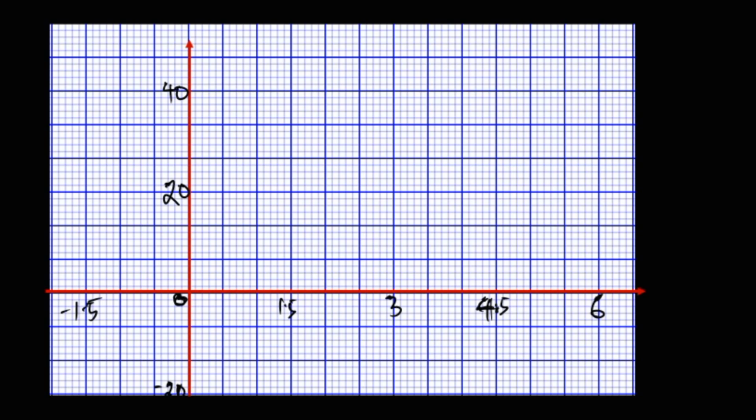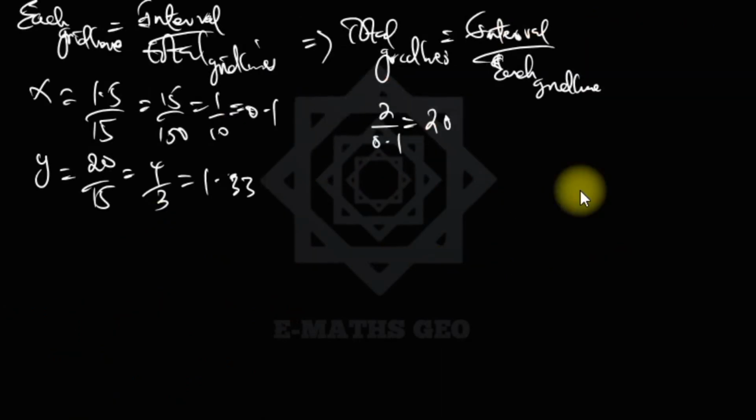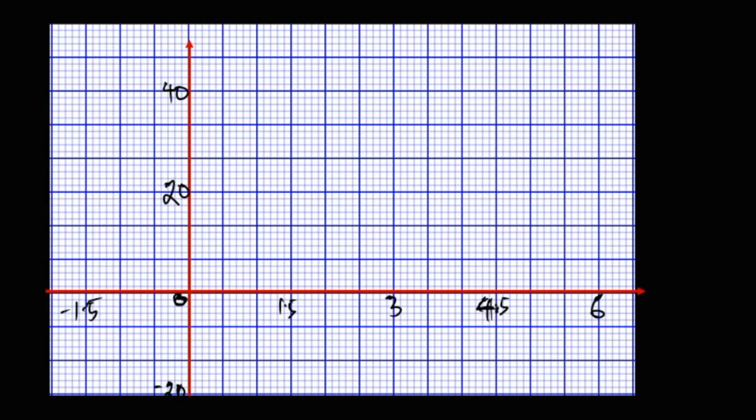Let's locate 13. So for y now, y is 13, and each grid line is 4 over 3. So 13 over 4 over 3 is 39 over 4, that's 9 remainder 3, so 9.75 grid lines. Remember 13 is positive, so it's up.